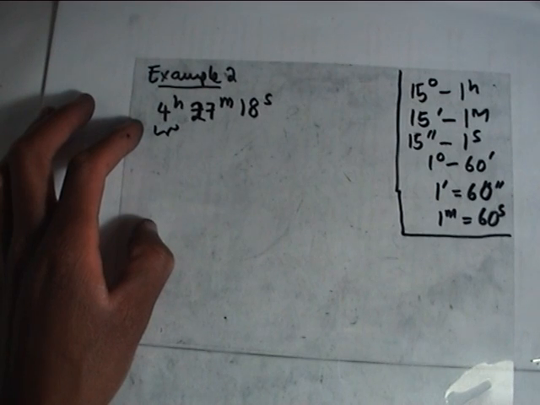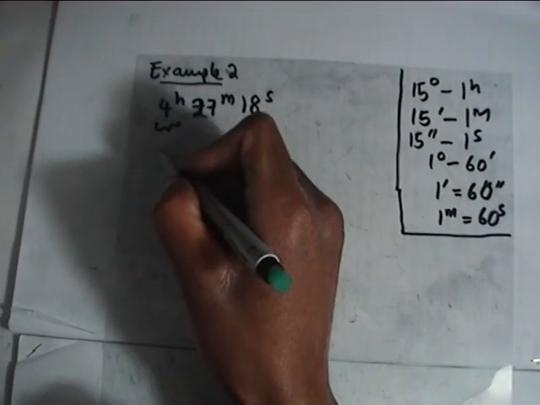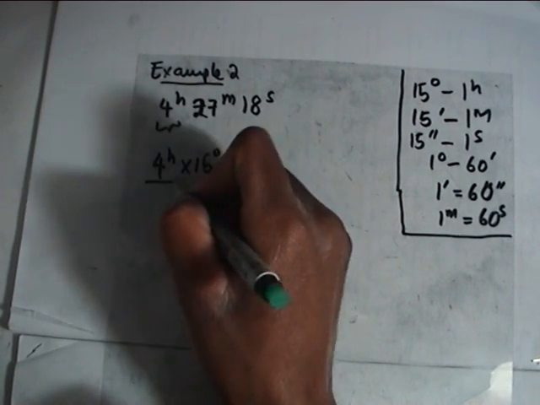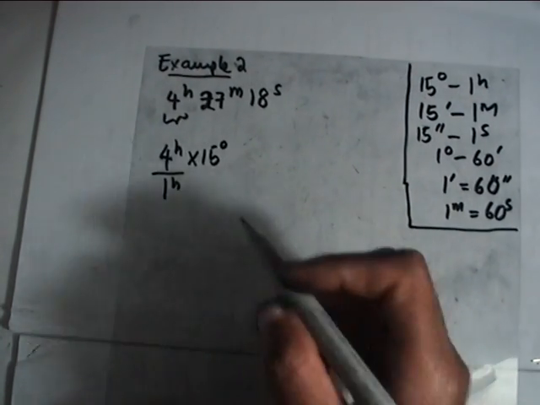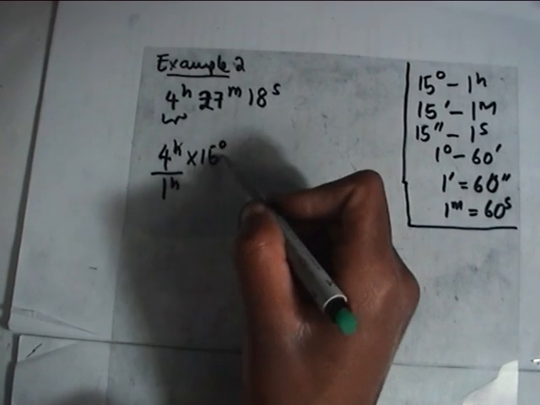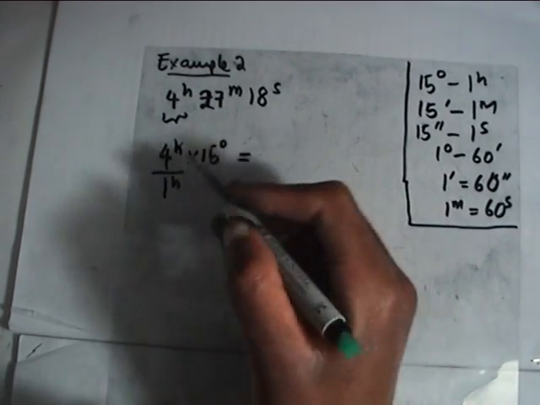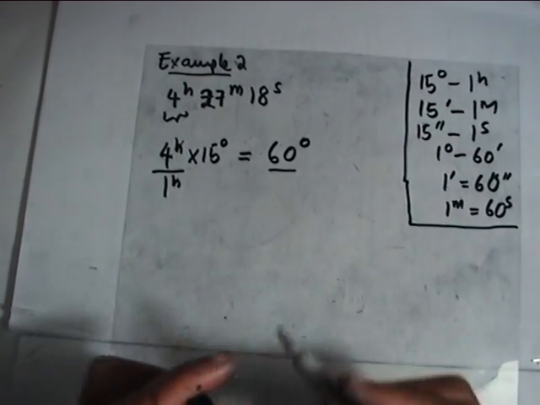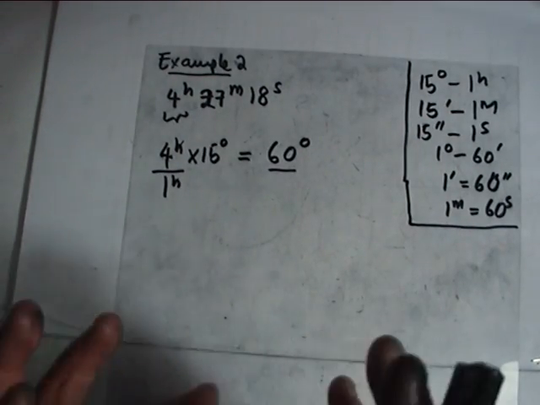1 hour is equal to 15 degrees, therefore 4 hours. For my 4 hours, it's just going to be 4 hours over 1 hour times 15 degrees. The hours will cancel, and I'll be left with only one unit, the degrees. So it's going to be 4 times 15, which is 60 degrees. So the 4 hours are 60 degrees.